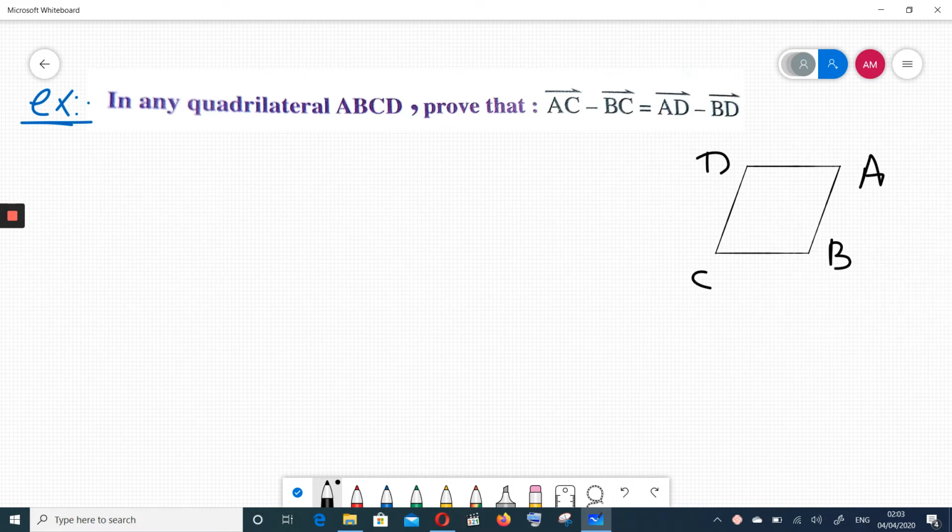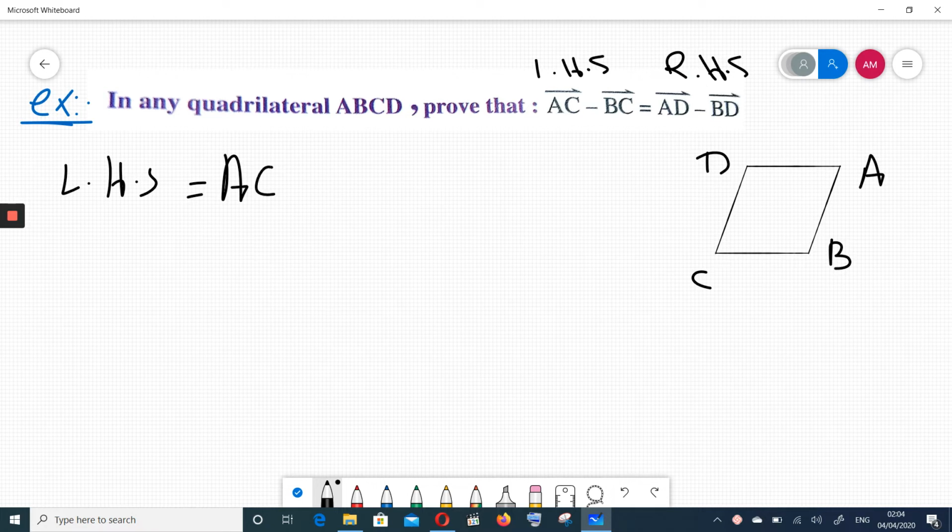Now, this figure consists of 4 sides. What about the direction, from A, B, C, D, and what else? By the way, here we have 2 methods to solve it. The first method is by starting with the left hand side. This is left hand side and this is right hand side. What about if we're starting from left hand side?